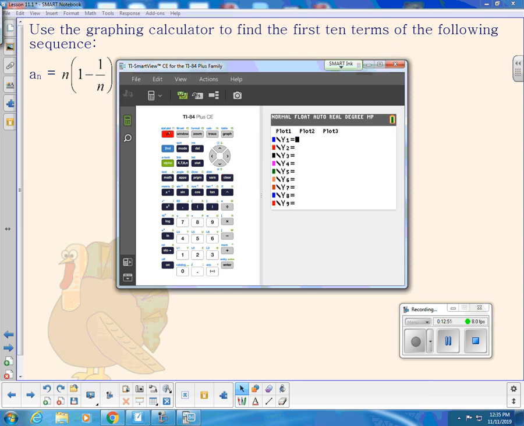You're going to go to y equals, and you're going to type this in, but instead of an n, you're going to use an x. So it's going to be x times (1 plus, minus 1 divided by x).